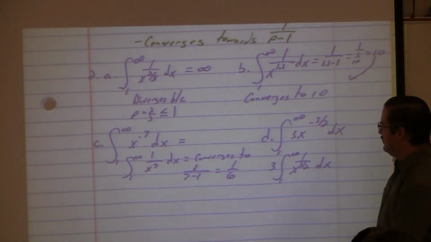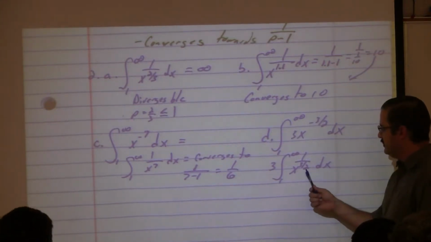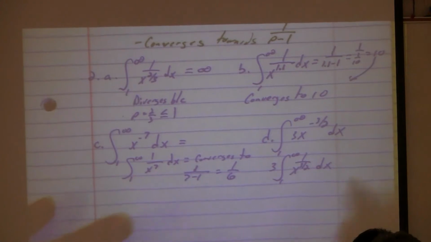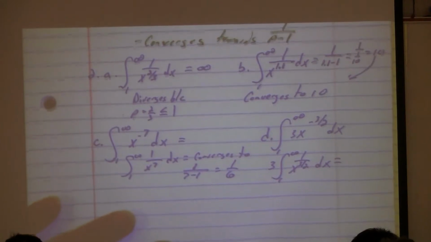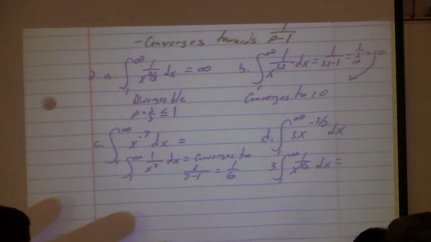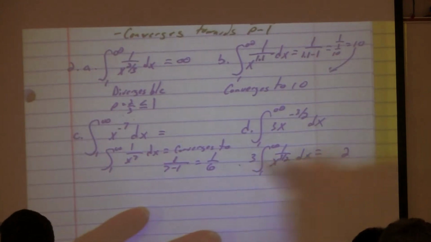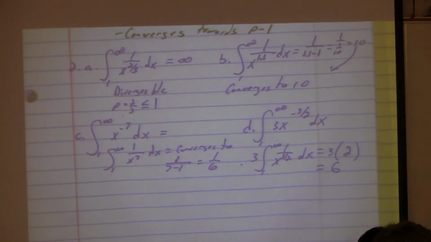Now is p greater than 1? Yes, so we're good. Can we use the shortcut? We already did this one, but it's times 3. It was the first one, where we got 2. So this is going to end up being 2 times the 3, which is 6. So it converges to 6.